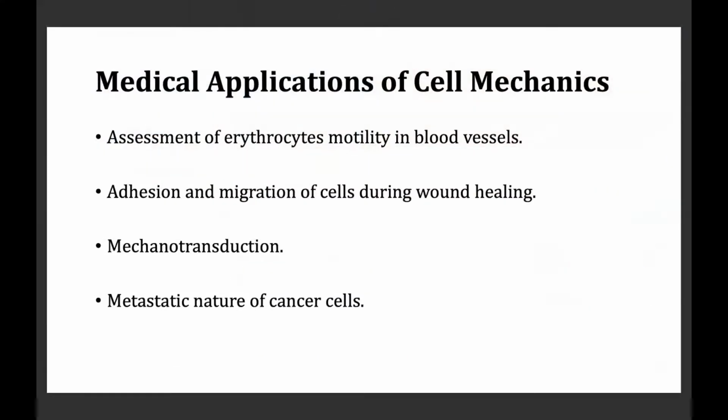So what are the basic applications of cell mechanics? Like I said earlier, we can use it to assess the motility of erythrocytes in blood vessels, which is simply that you can take a blood sample from a patient, then you carry out your indentation experiment. Through this, you'll be able to understand the possible rate of flow of that cell in the blood vessels. And also from this motility, you can understand some novel drugs that we normally use for treating sickle cell patients.